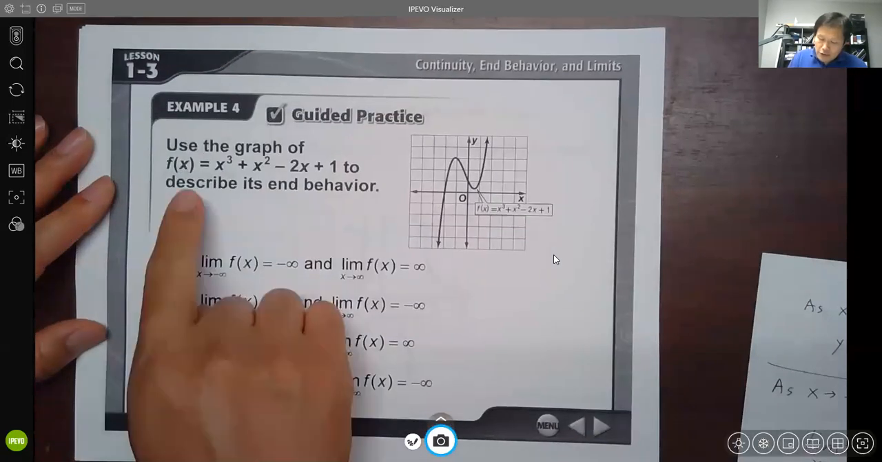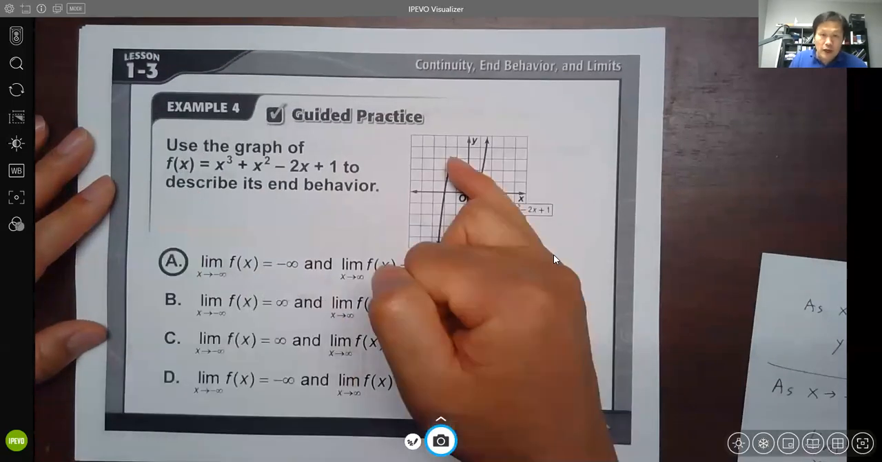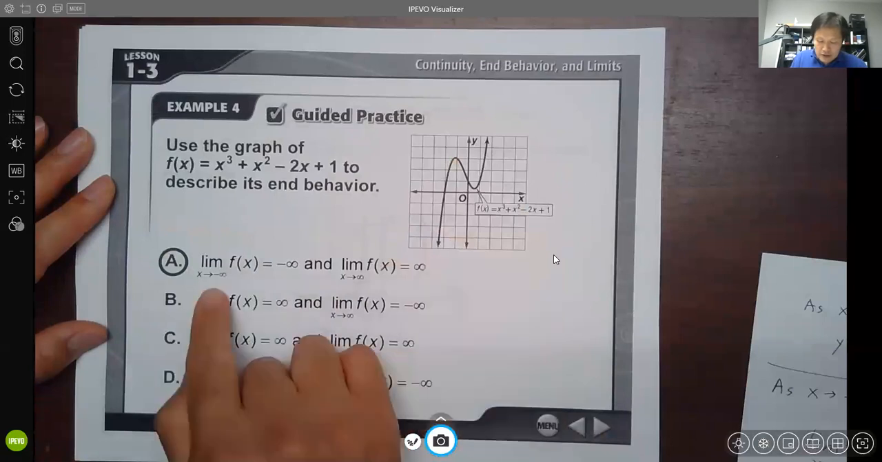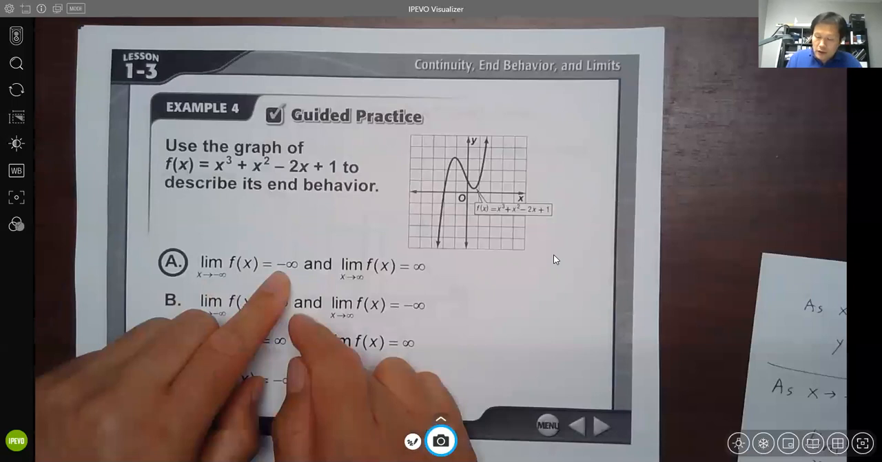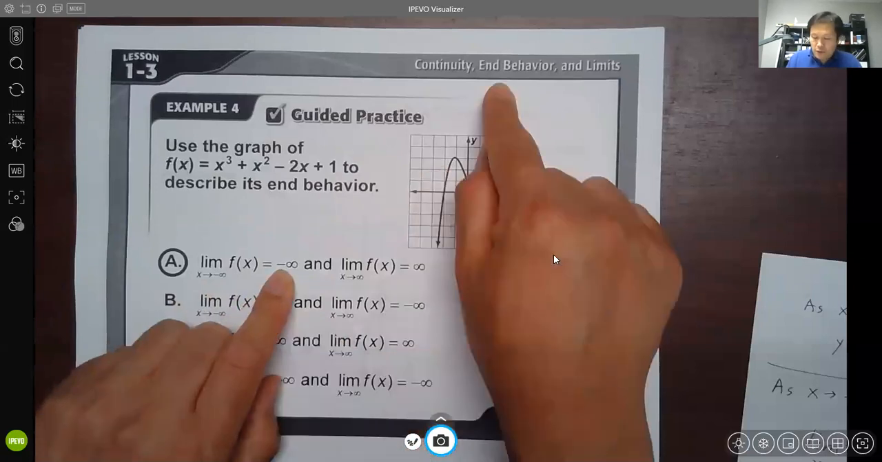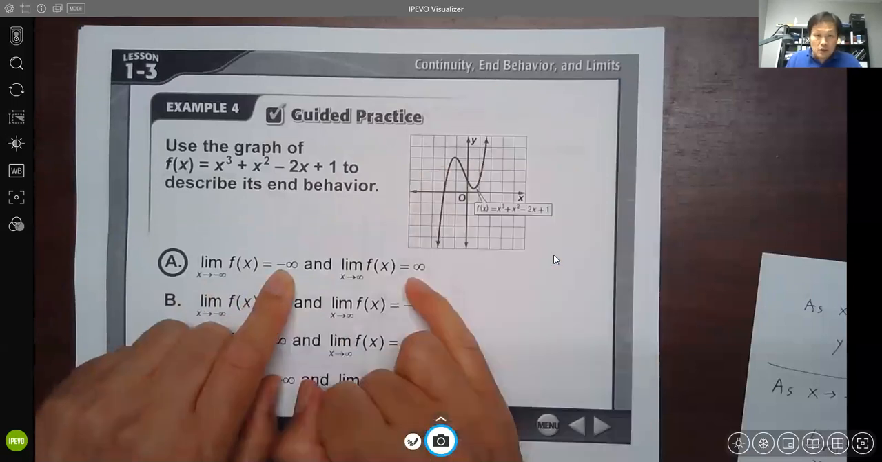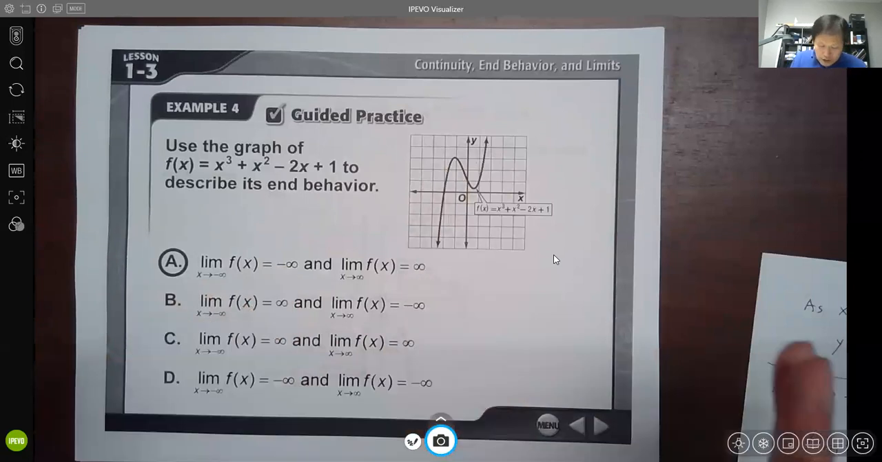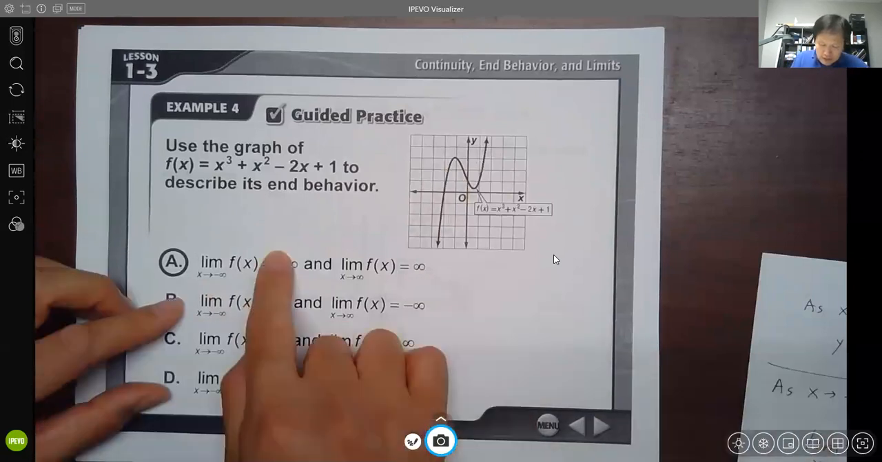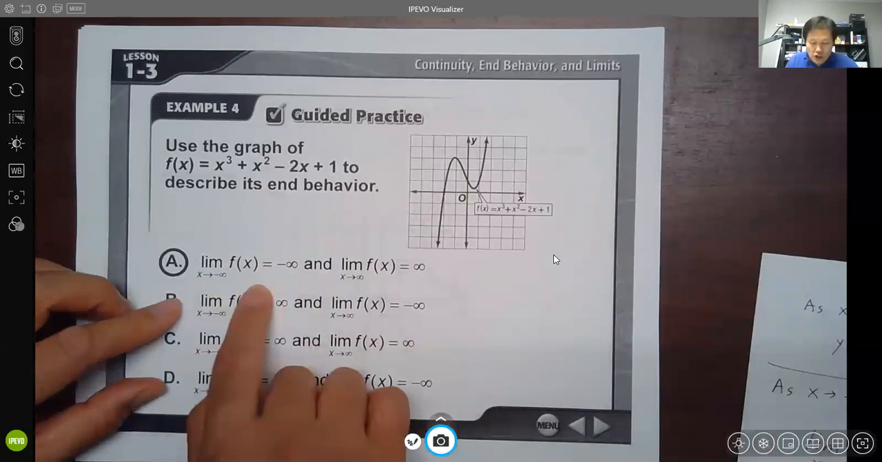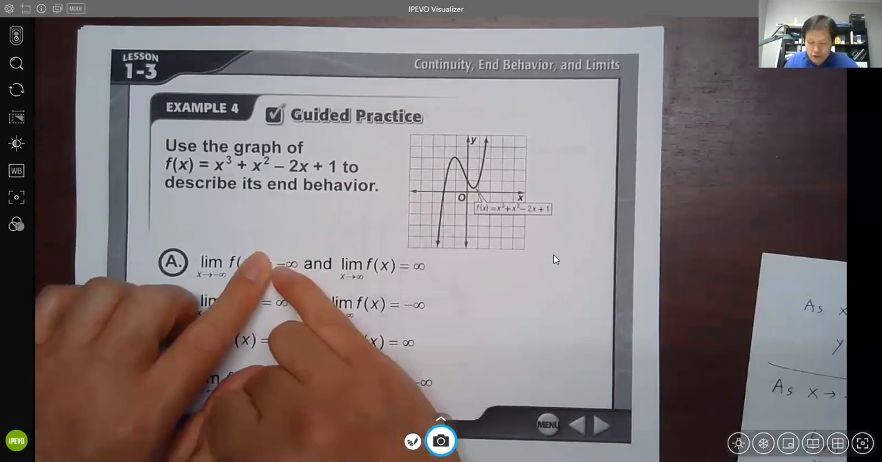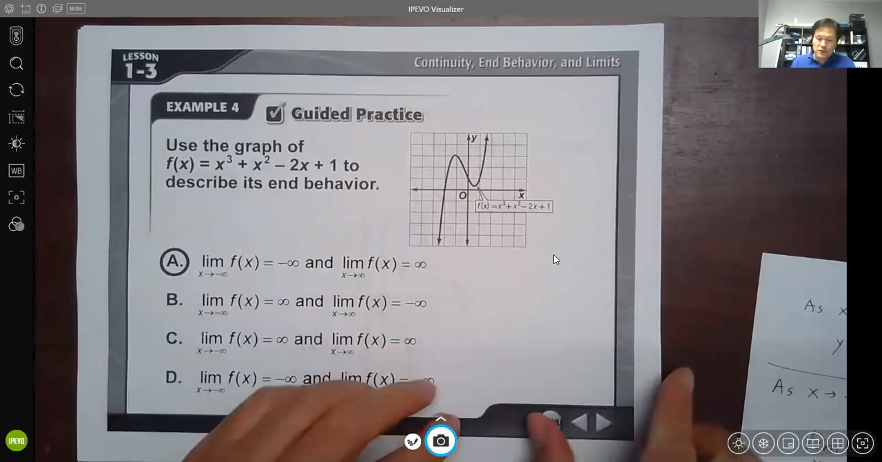Okay, as you go to the left, what happens to the y? Decreases. So this is what we mean by as you go to the left, decreases, so minus infinity. As you go to the right, what happens to the y? Increases. Okay, you have to be careful. This doesn't change. Look at it. Only this changes. What value goes here?